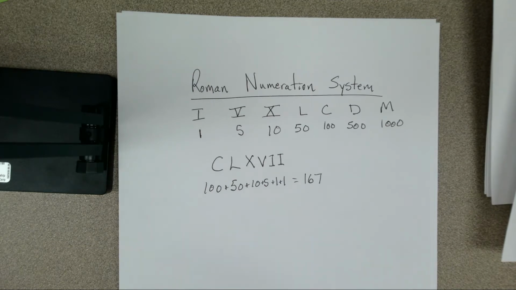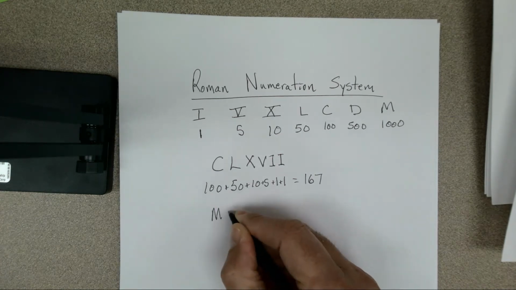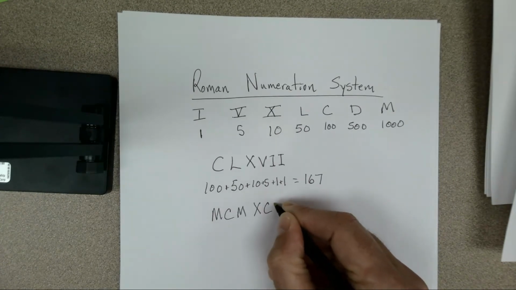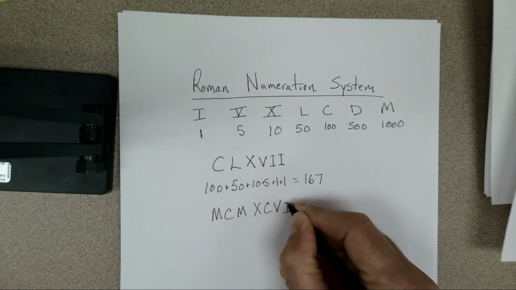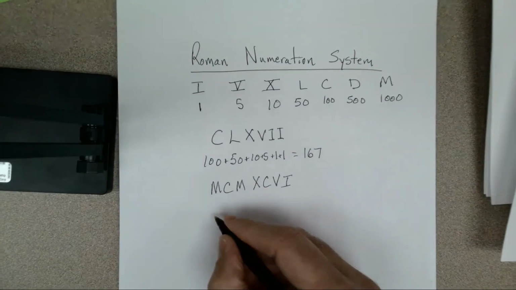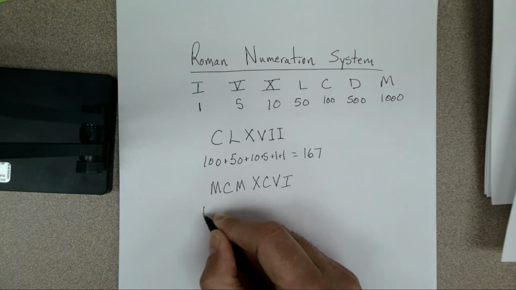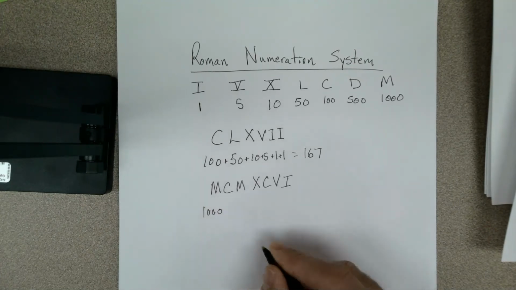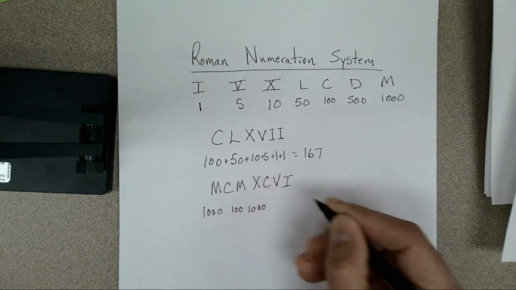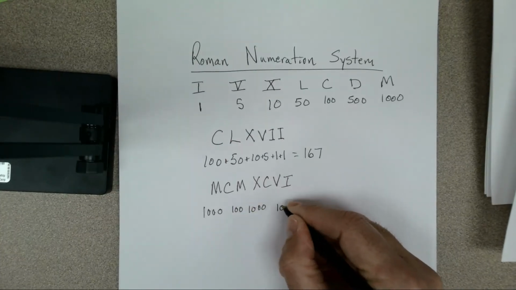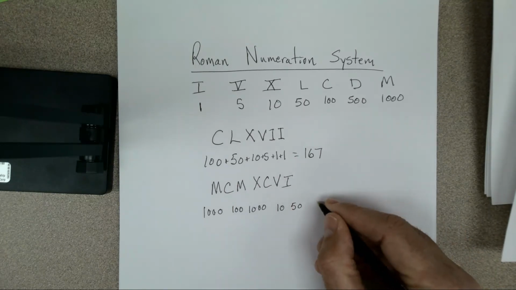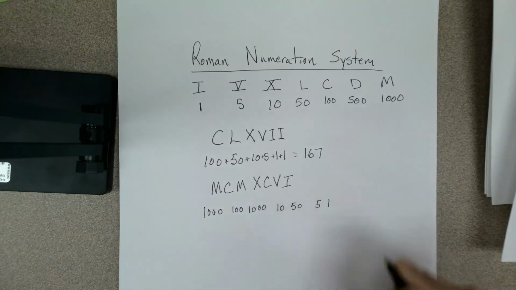Now, let's look at another one. Let's see here. Okay, MCMXCVI. Okay, let's translate this to Hindu-Arabic. All right, so M is 1,000, C is 100, M is 1,000, X is 10, C is 100, V is 5, and I is 1.